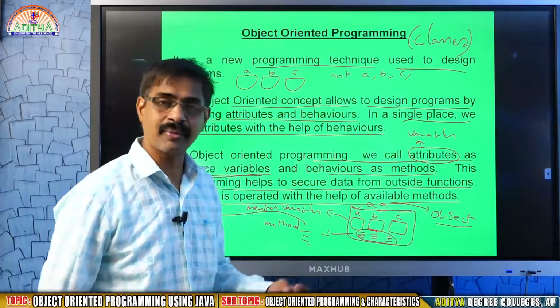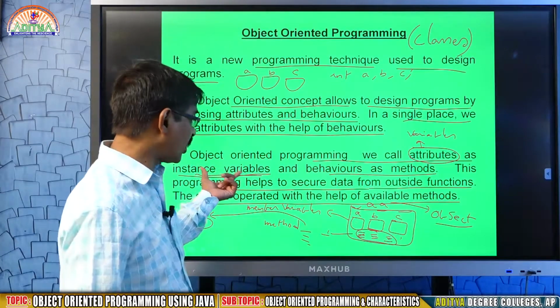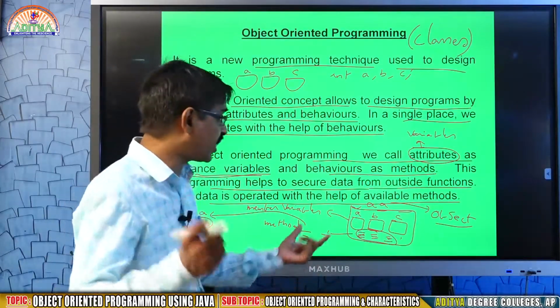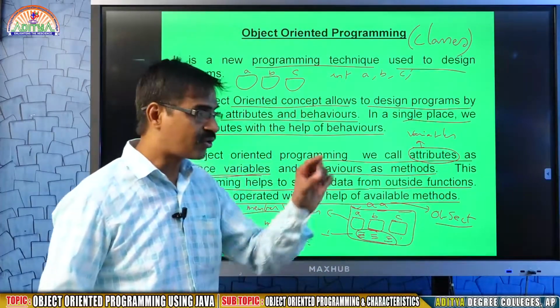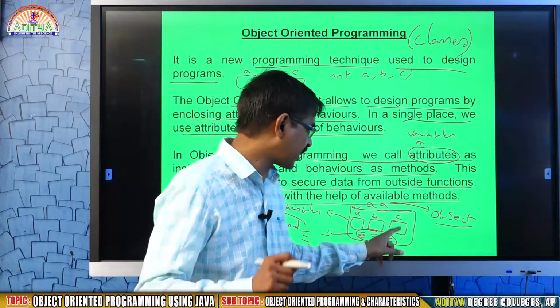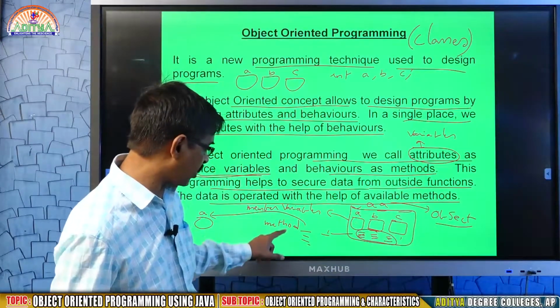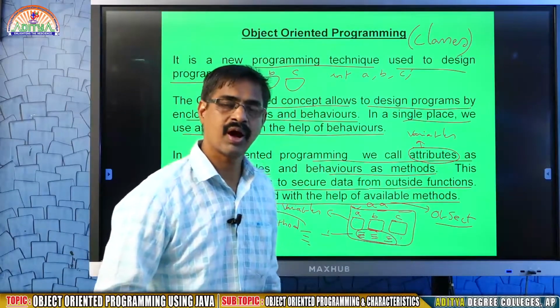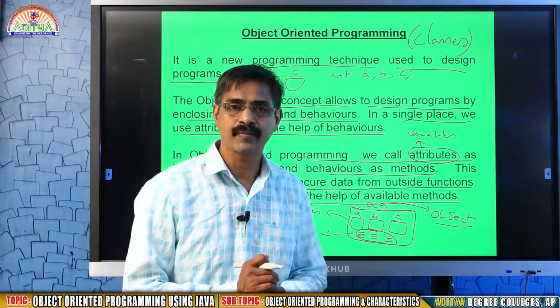My name, my height, my color, my hands, my legs, everything is called instance variables, because these are called attributes, these are called properties. That is what you are seeing in the human being. What about the methods? An object contains instance variables and methods. I told you instance variables, member variables, and methods. So what are the methods in a human being?